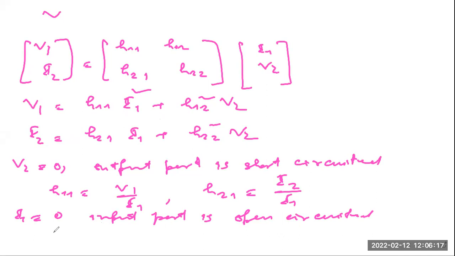So I1 equal to 0, in this case we can calculate H12 and H22. H12 will be equal to V1 by V2, and H22 will be equal to I2 by V2. Okay. Any doubt on this?